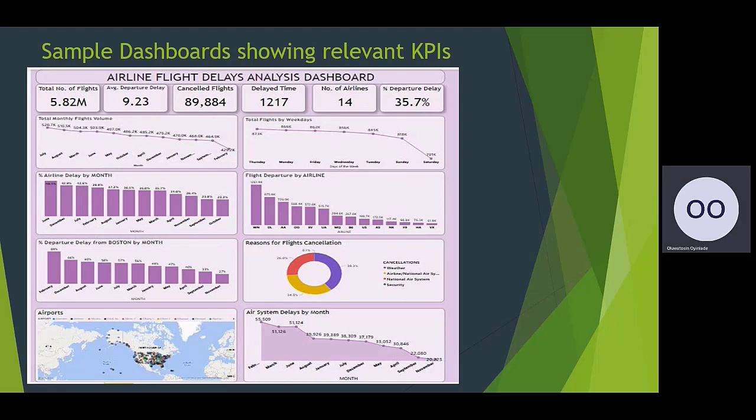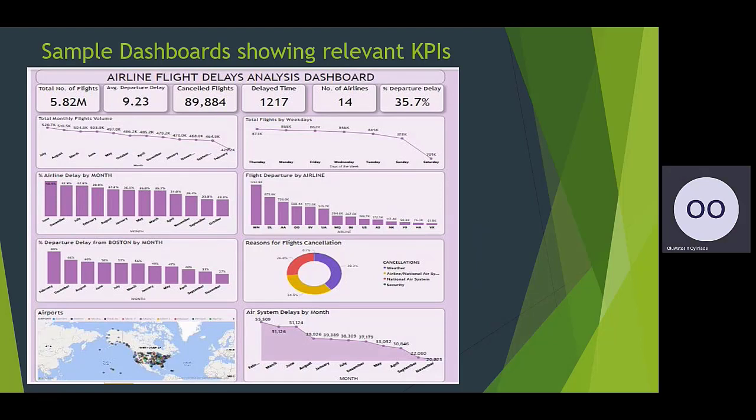They will also look at the total departure delay. So we pick a particular airline and origin, which is Boston. We want to look at the number of departure delays from Boston. Month on month, you can also see it here. You can see there's 69, 44, right?